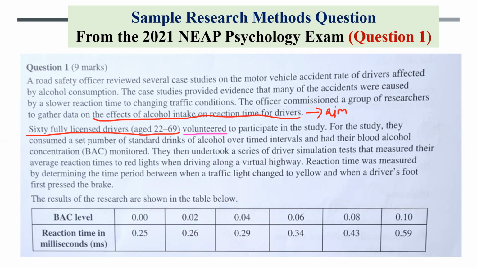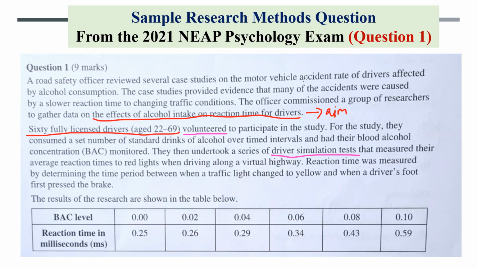For the study, they consumed a set number of standard drinks of alcohol over timed intervals. So maybe every 1 hour or every 2 hours, they drank some alcohol and had their blood alcohol concentration monitored. They then undertook a series of driver simulation tests. So driver simulation tests are like, if you want to test someone's driving ability, you don't get them to drive on the actual road, but you get them to drive on a kind of already set up area that's only meant for the purposes of the experiment, so that other people are not potentially harmed. So the public is not harmed by that person's driving. Okay, so driver simulation, just think of it as an artificially set up environment in which a person can drive without harming the rest of the people that are in the public there.